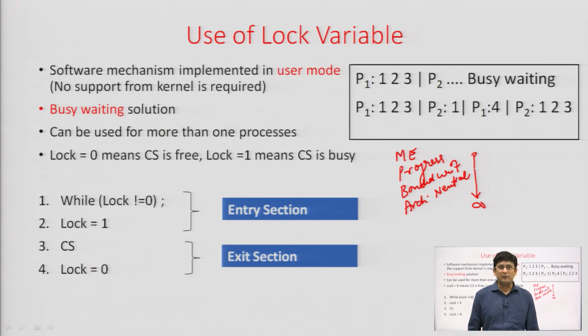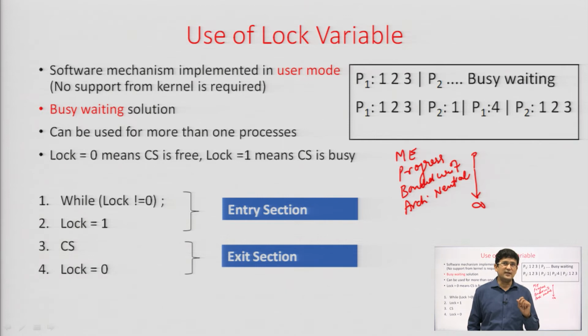So, our solution should follow the properties of mutual exclusion, only one process can enter the critical section at a time. It should follow the property of progress, it should follow the property of the bounded wait, and it should be architecturally neutral. So, now let us deal with the first solution in hand, that is the use of the lock variable. We shall first deal with the use of the lock variable and then we will see what the problem with the lock variable is.